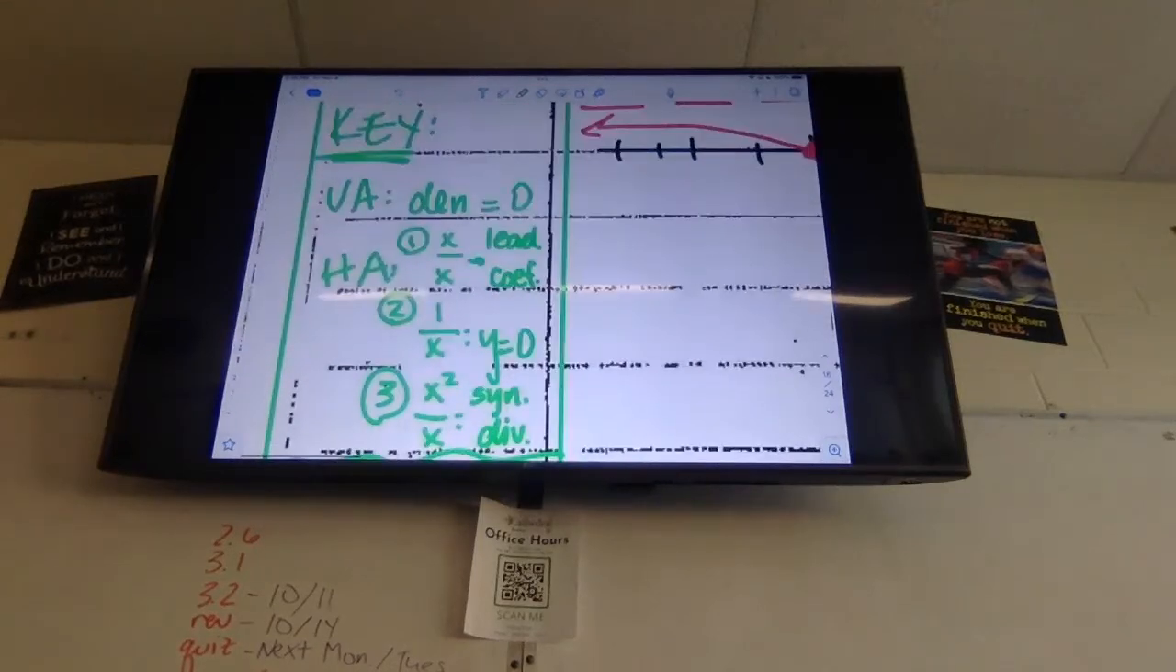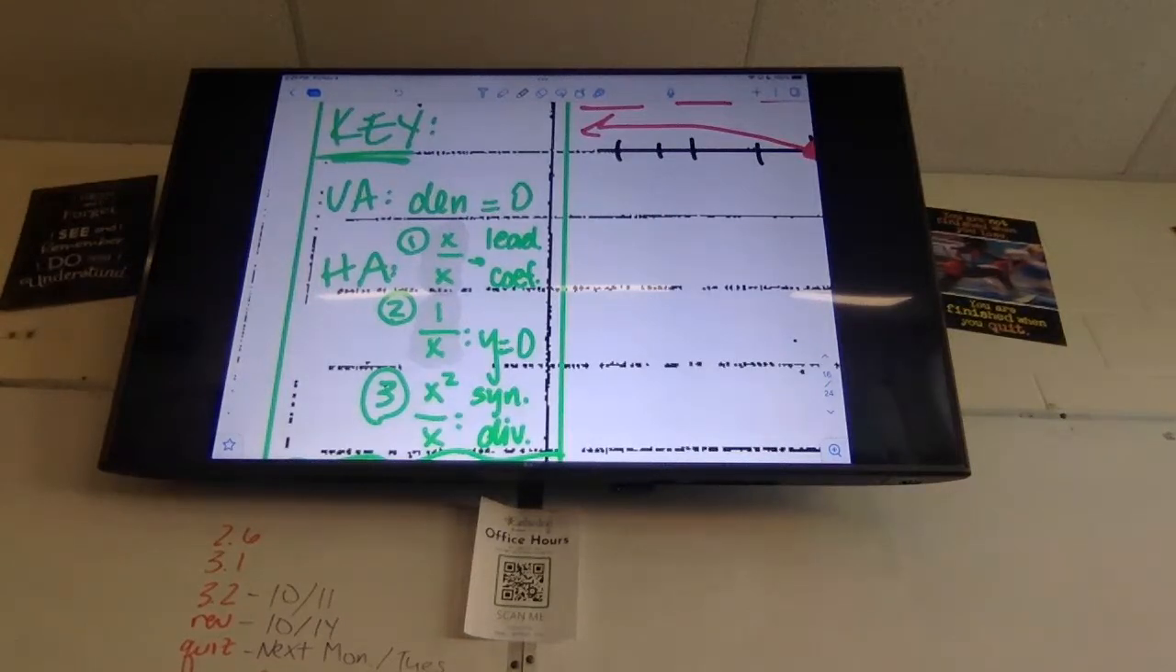Vertical asymptote is where your denominator equals 0. So set whatever's in the denominator equal to 0. And then horizontal asymptote, there's 3 different things. The first most common one that we do is if it's the same exponent and variable on top and bottom, then we just make a fraction of the leading coefficients. The next most common one is where the denominator has a bigger exponent than the top. So like 1 over x or 1 over x squared. If the denominator has a bigger exponent, y equals 0 is your horizontal asymptote.